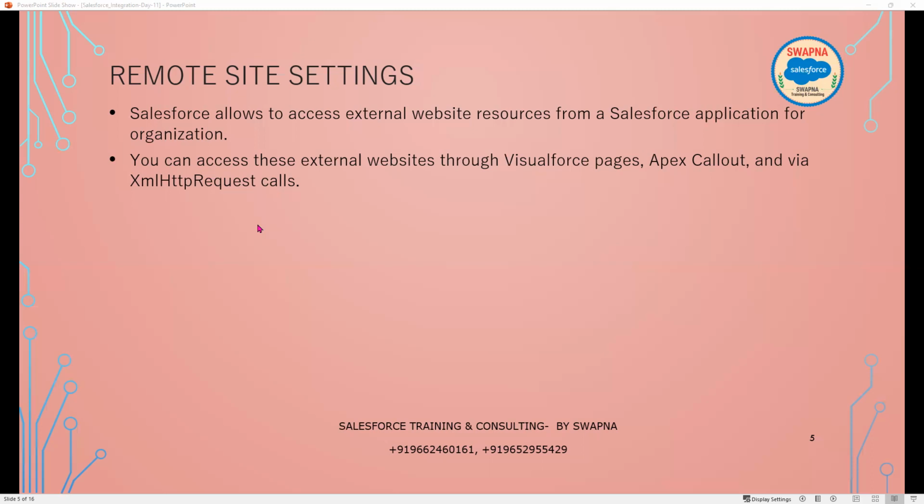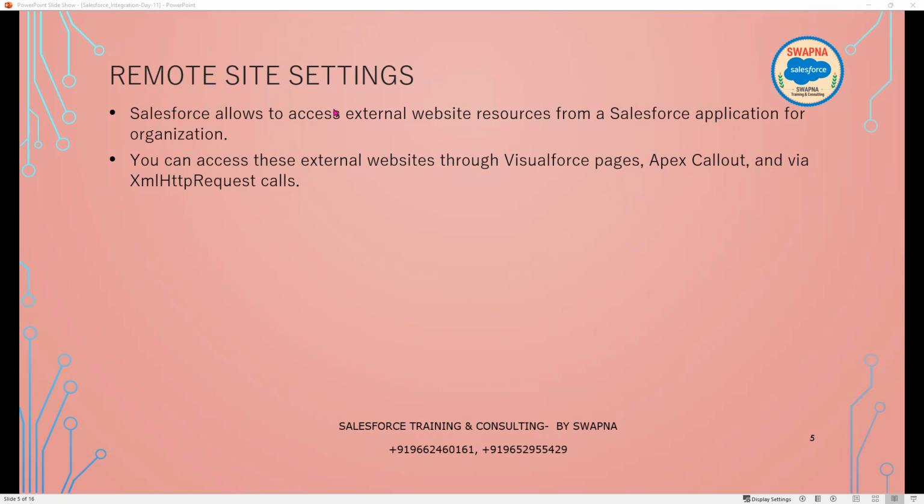Apart from that, in the Apex we have a callout. Using the callout also, we can call the external website, or else using the XML HTTP request calls. So these are the ways we can call it. Mostly in real time, we will go for an Apex class, a batch class, a trigger, or a Visualforce page. These are the ones we will mostly use.